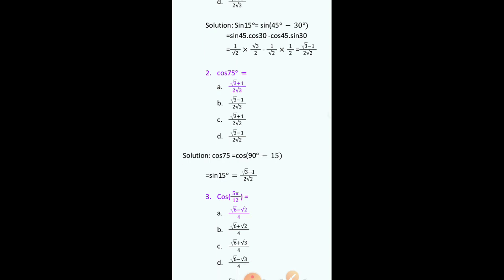The next question is cos 5 pi by 12. Now we have four options, only one is correct. Now we can write cos 5 pi by 12 is equal to cos(pi by 4 plus pi by 6), and this is based on cos(A plus B), and we have the formula cos(A plus B) is equal to cos A cos B minus sin A sin B.